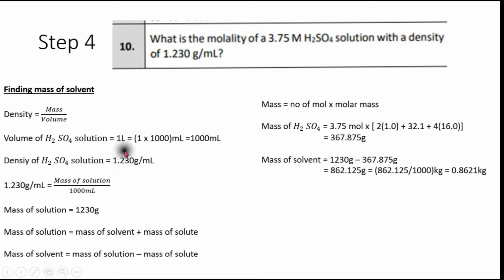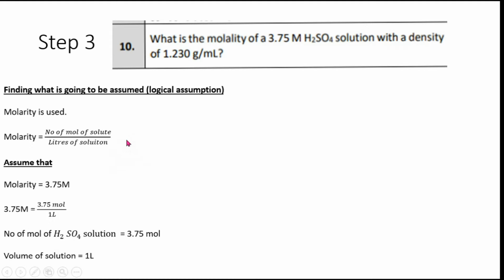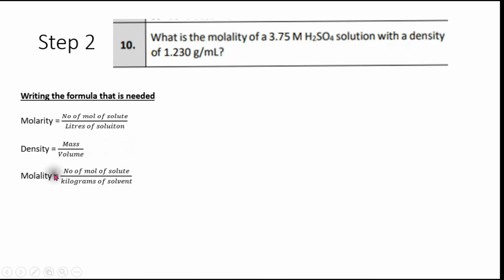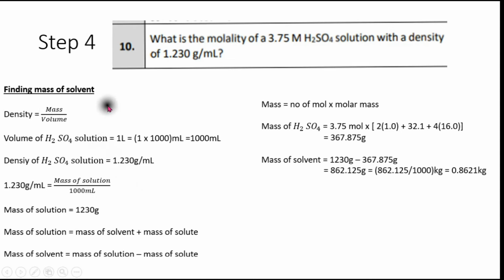Now in step 4, we're finding the mass of solvent, because we need that for molality, which is kilograms of solvent. So we need the mass of the solvent. Here we're going to use the density, mass over volume. We already have the volume of H2SO4 solution from our assumption, which is 1 liter. But the density given is grams over milliliter, so we need to convert the liter into milliliter. Just take 1 times 1,000, then it becomes 1,000 milliliters. Then we insert this into the density formula, so it becomes like this.